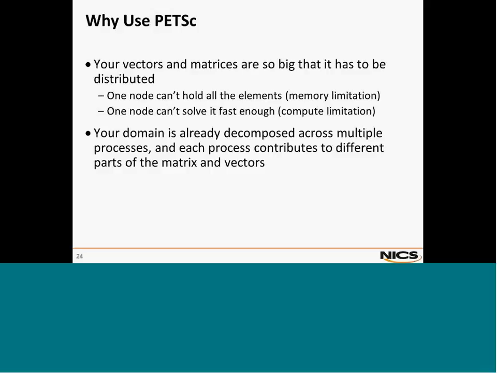So you have your domain already decomposed across multiple processes, and processes contribute to different parts of the matrix. If you already need domain decomposition, it's probably conceivable for your particular solve that you could solve it on one node. But you don't necessarily want to collect everything to one node to do a solution and distribute again. So one way is that everybody already has parts of the matrices and the vectors. Then let's just use a distributed solve of the linear algebra.